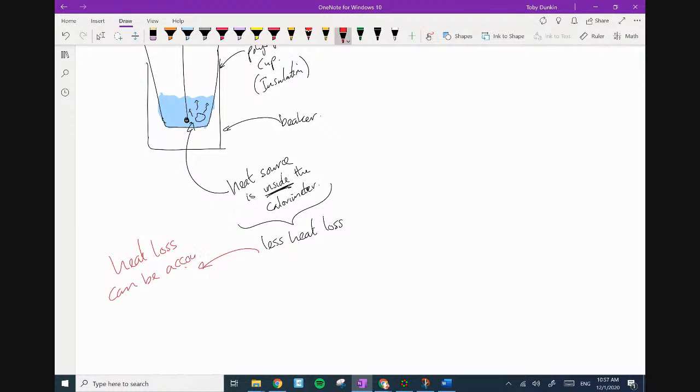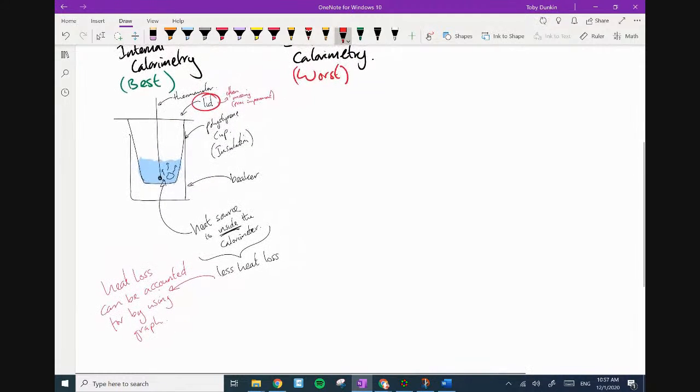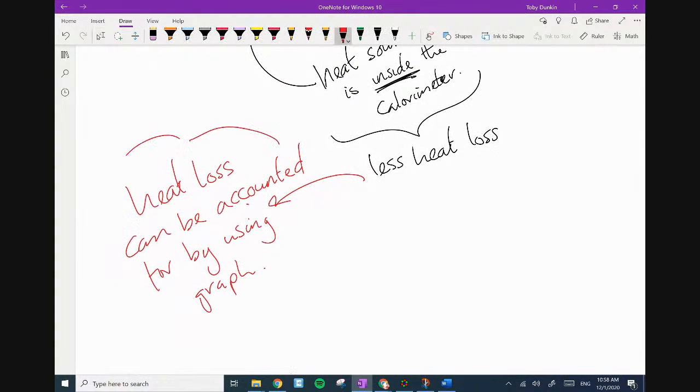Yeah, heat loss can be accounted for by using a graph. That's really important for A-level. That's the A-level step up, really. You've done internal calorimetry before at GCSE, but you've never done this bit. This is the A-level extension.